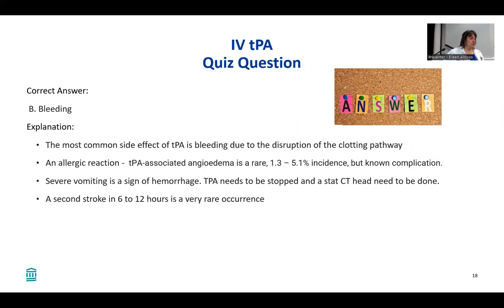And a second stroke in 6 to 12 hours is very rare, like under 1%. Any questions?